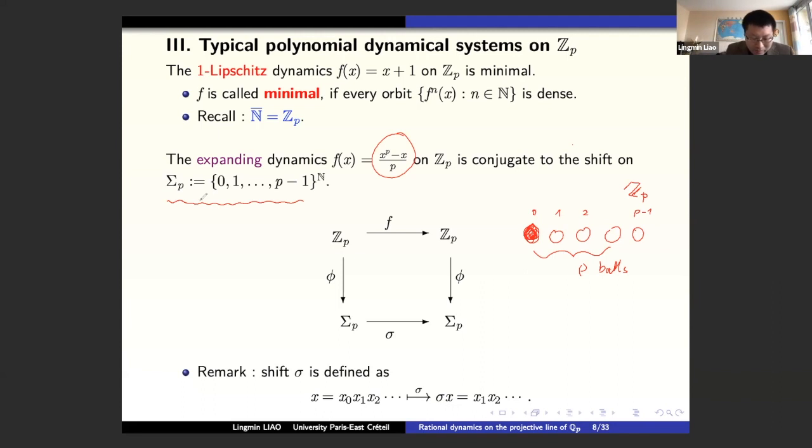So we use the symbols to describe this dynamics. It is just a sequence of symbols from 0 to p minus 1, and the shift is just you delete your first symbol. This is the shift. Usually we understand symbolic dynamics well, and that is why we use symbolic dynamics to describe the usually expanding dynamics in Q_p.